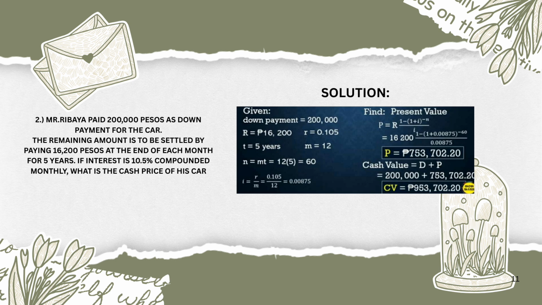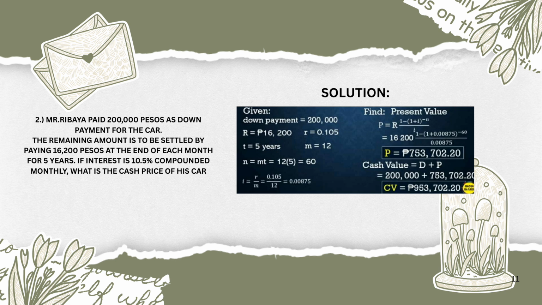And for the next example, Mr. Ribaya paid 200,000 pesos as down payment for a car. The remaining amount is to be settled by paying 16,200 pesos at the end of each month for 5 years. If interest is 10.5% compounded monthly, what is the cash price of his car? The given is the down payment equals 200,000 pesos. R equals 16,200 pesos, r equals 0.105 and m equals 12 compounded monthly, and t equals 5 years. n equals m times t, that's 12 times 5 equals 60.